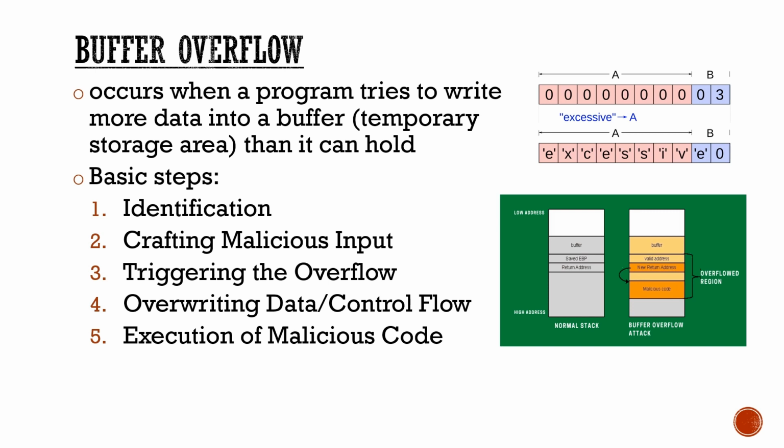Of course, we have the execution of malicious code. If the attacker successfully overwrites the instruction pointer or return address, they can redirect the program's flow to the malicious code they placed in the input. So this allows them to execute arbitrary code with the privileges of the compromised process.